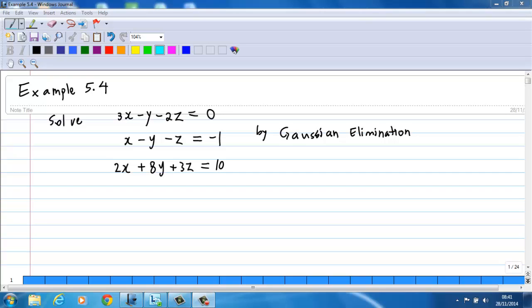Example 5.4. Solve the system of equations 3x minus y minus 2z equals 0, x minus y minus z equals minus 1, 2x plus 8y plus 3z equals 10 by Gaussian elimination.